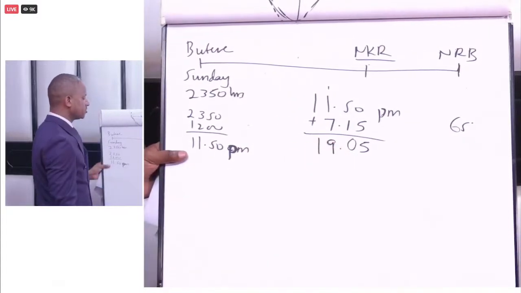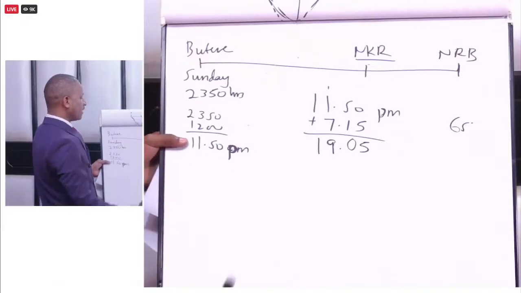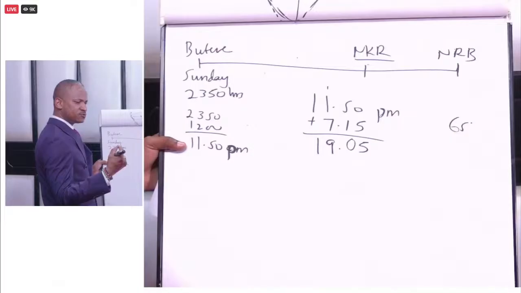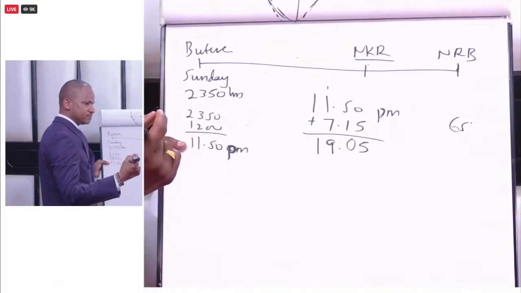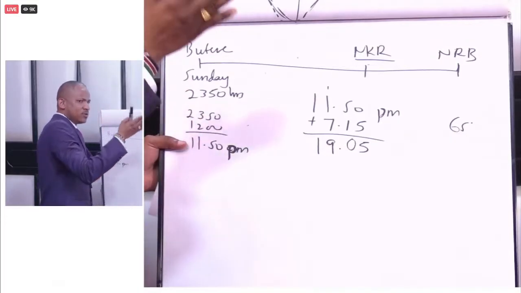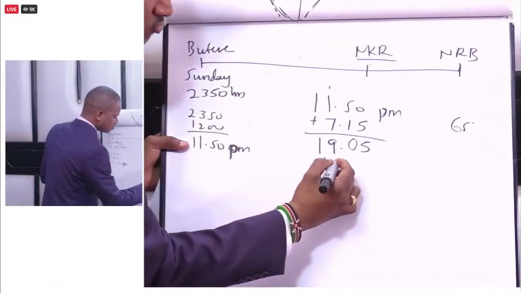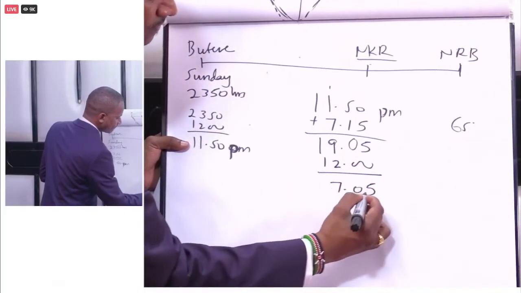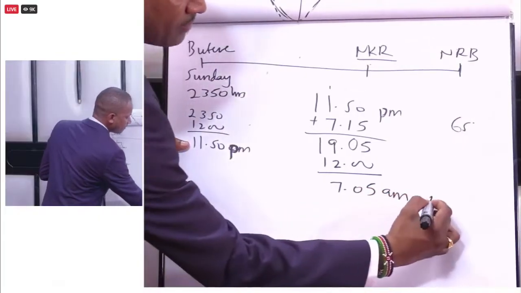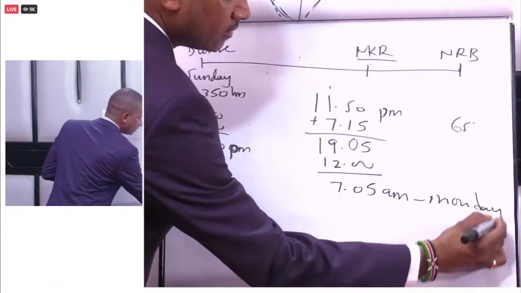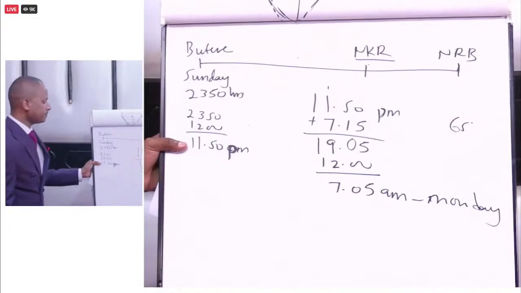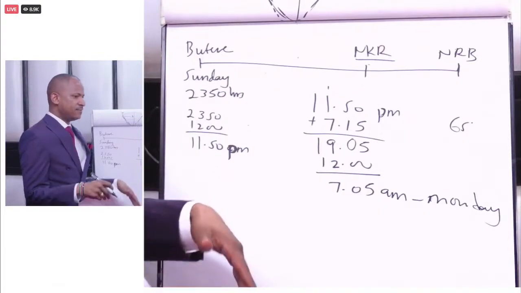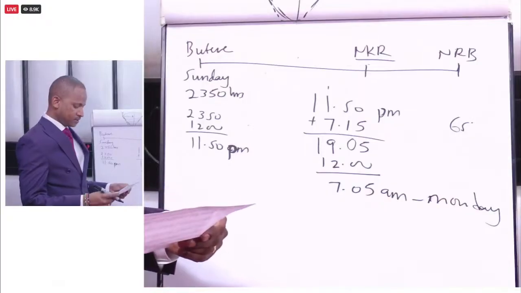So this person reached Nakuru at 19:05. But you remember, he left almost close to midnight. So when he took 7 hours, that is morning hours. So again, you change this into 12-hour system. You'll get 7:05 a.m. This is on a Monday. We are now on a Monday. Then he is in Nakuru at 7:05 a.m. on Monday in the morning.